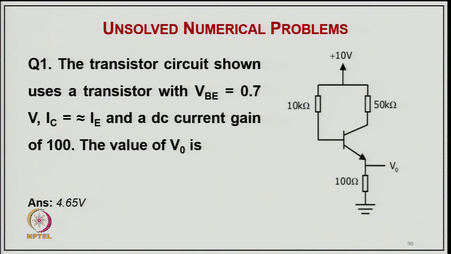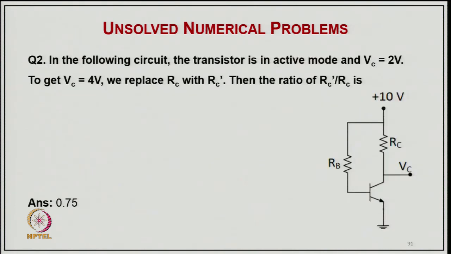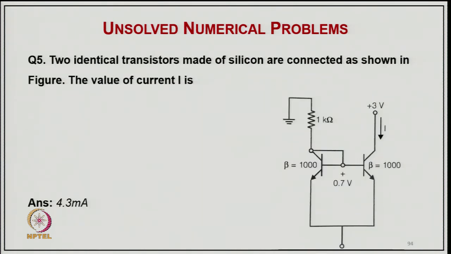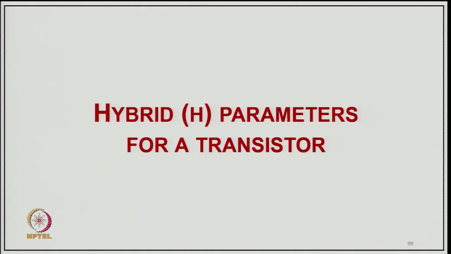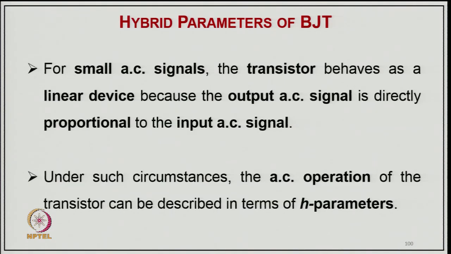Now, these are some similar unsolved problems based on amplification and different modes of the transistor. And now, we come to another part of this lecture called hybrid parameter for the transistor. Because here we are considering the transistor as a kind of 2-port network, and we already discussed this H parameter in 2-port network. So, we can just say here hybrid parameter of BJT.